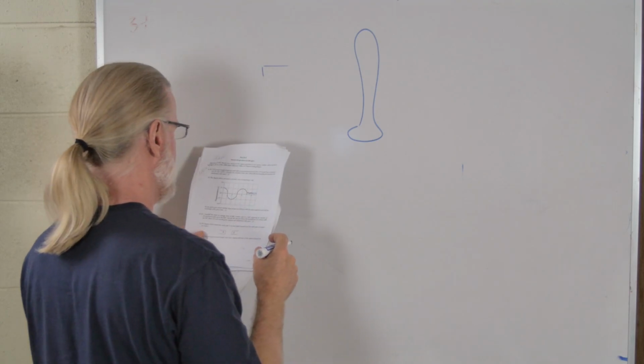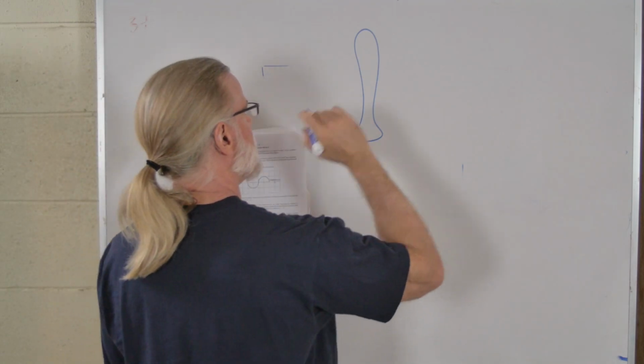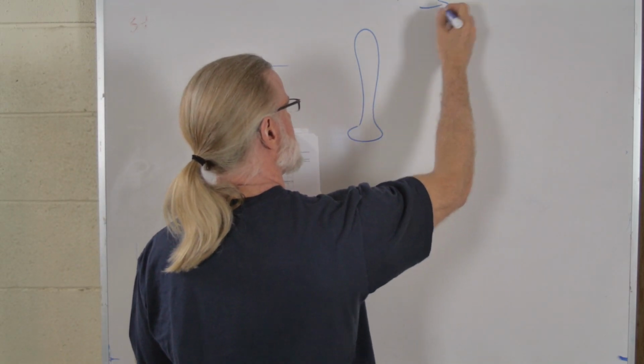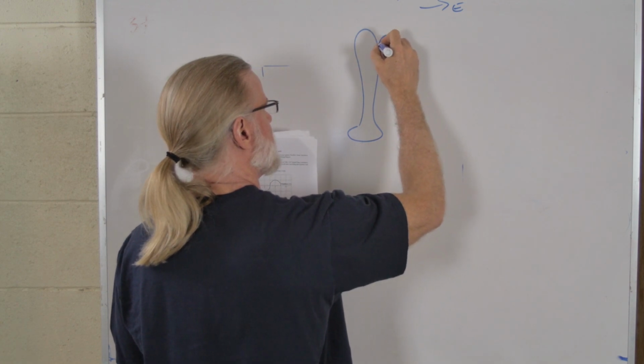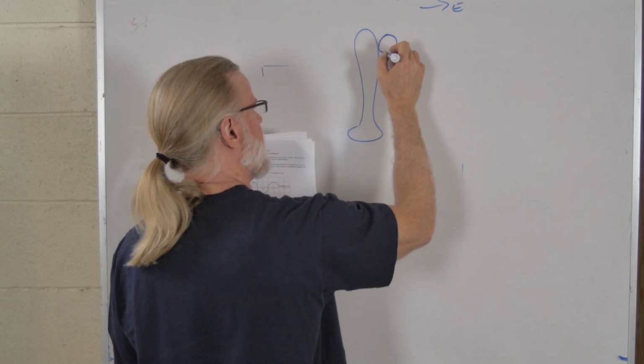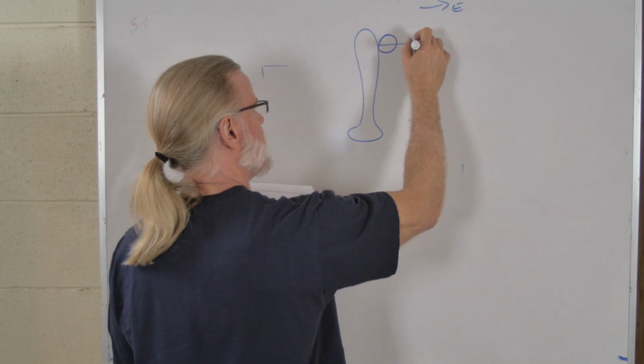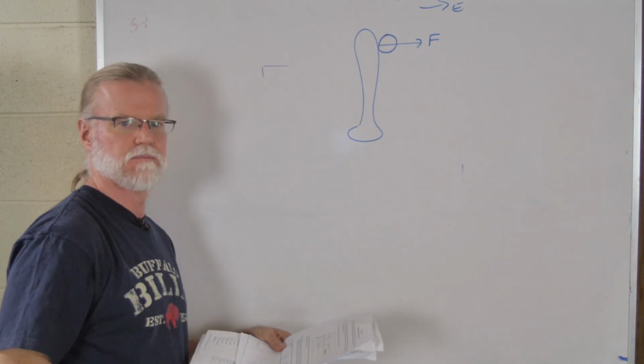A baseball bat exerts a force of east on a ball. So I'm going to say this way is east. So it's going to exert a force like that, this way, on the ball.